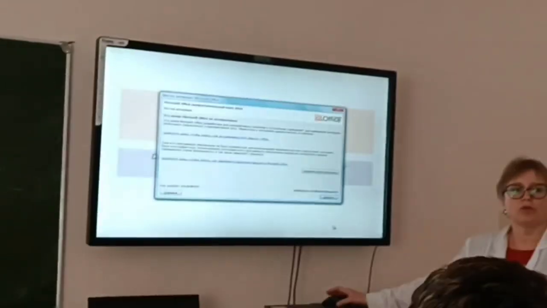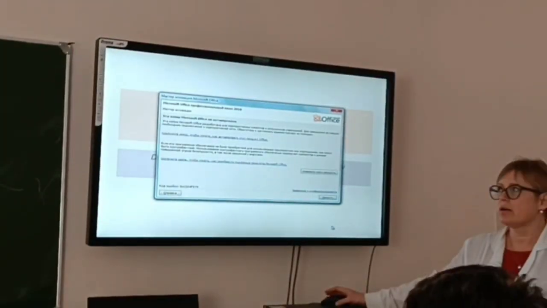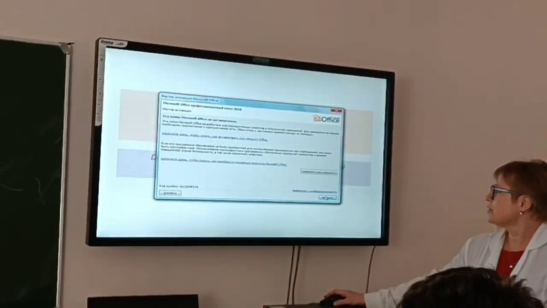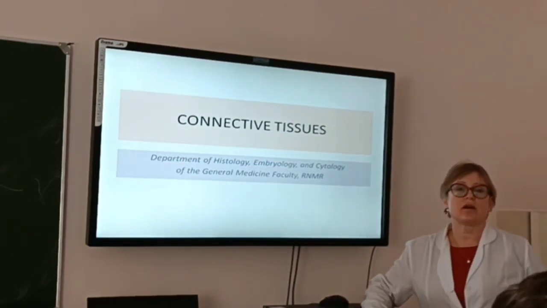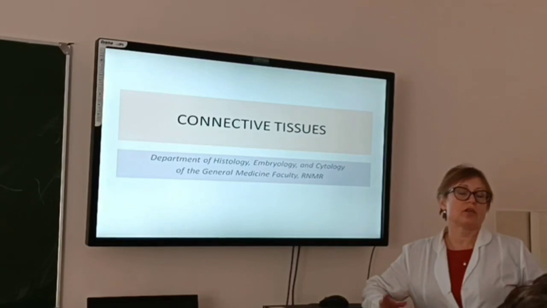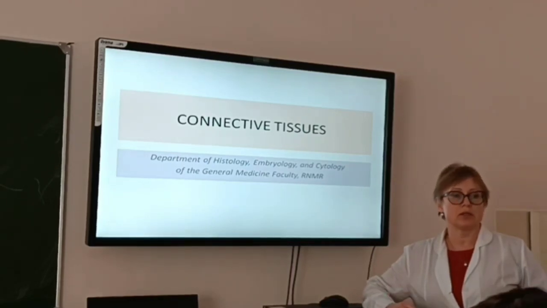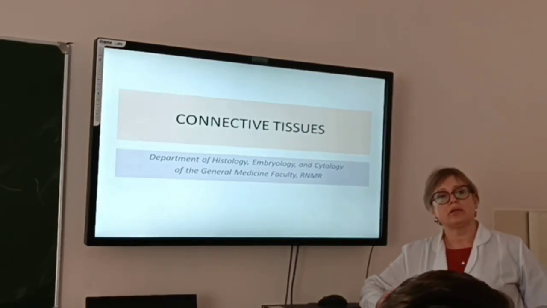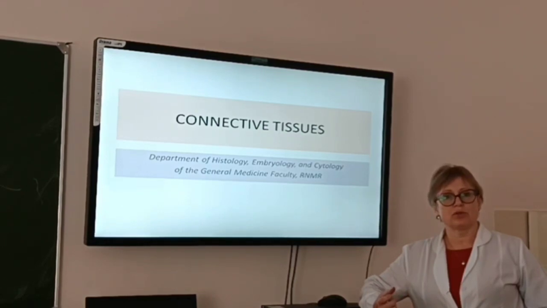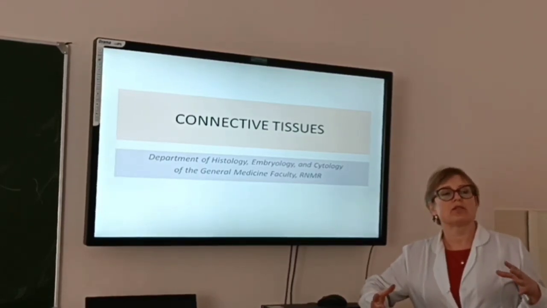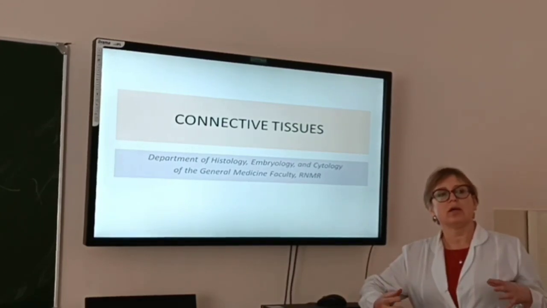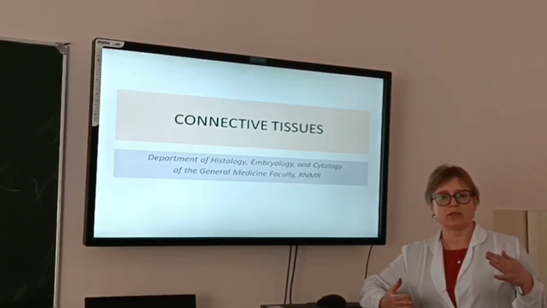Our task to study next is the type of connective tissue, tissue of internal environment. Their general structure will be different if we compare with epithelial tissue. I remind you, epithelial tissue forms layers, so cells are situated very close to each other. There is no space between cells.